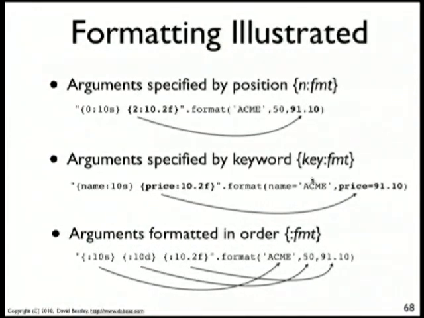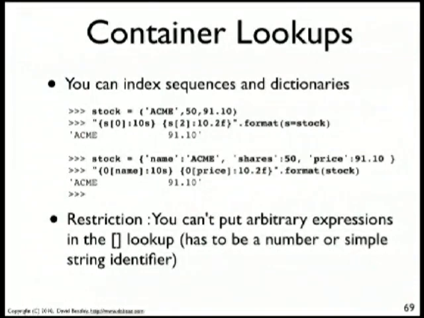Another thing that you can do is refer to keyword arguments. This is also a nice feature. If you're saying things like name equals Acme, price equals 9110, you can use those argument names instead. So you can say name colon, price colon, and it'll find those arguments and plug them in. If you leave off the name and just say colon, it gives you something similar to the old string formatting. It will just go in the order that you specify.